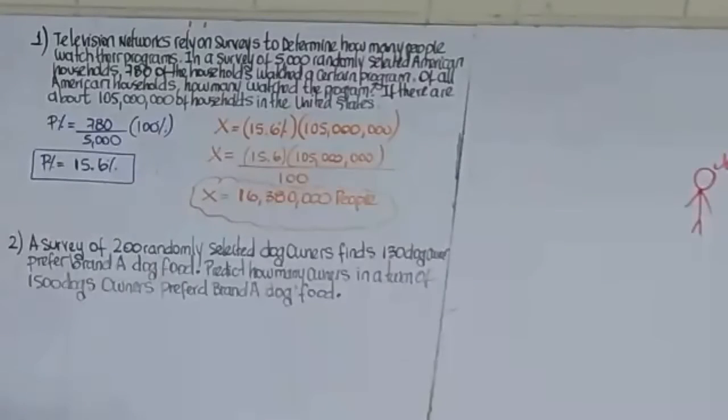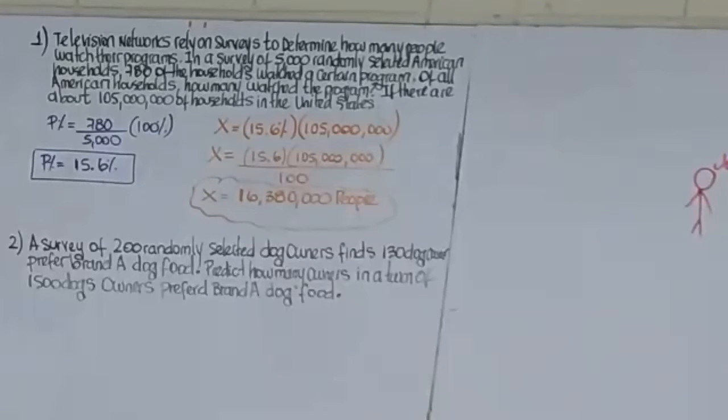Okay, let's read the problem again. A survey of 200 randomly selected dog owners finds 130 dog owners preferred brand A dog food. Predict how many owners in a town of 1,500 dog owners prefer brand A dog food. We're going to try to find the prediction. So what will be the first step?